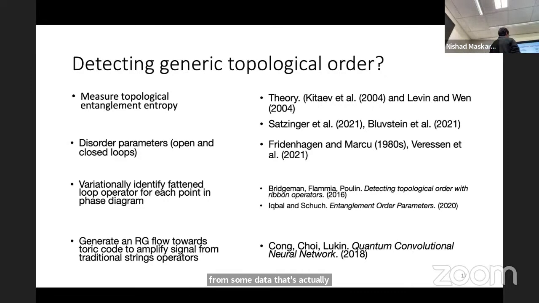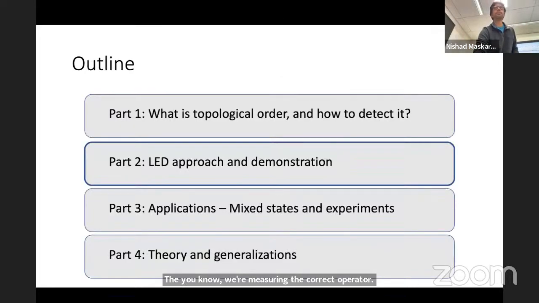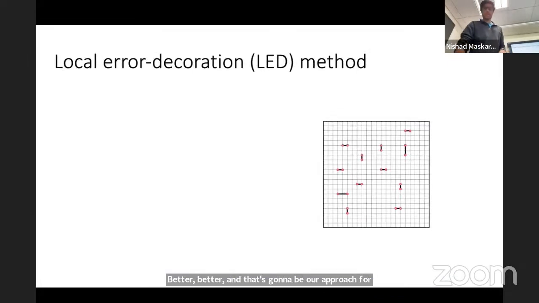Instead, the approach that we're going to take today is to generate an RG flow towards the toric code state as a way of amplifying the signal from these bare Wilson loop operators. So by going closer and closer to the toric code state, we're measuring the correct operator better and better. And that's going to be our approach for detecting topological order. Great. So the method that we're describing is called local error decoding. And the way it works goes as follows. Imagine you take a picture of the system such that you can identify where all of the anyons live.